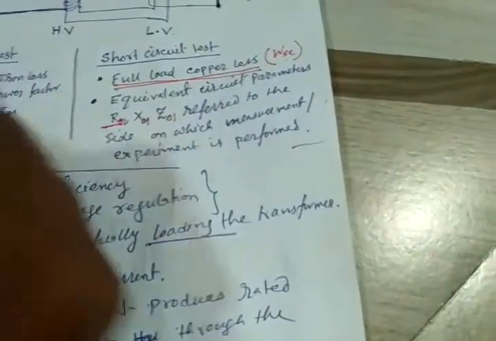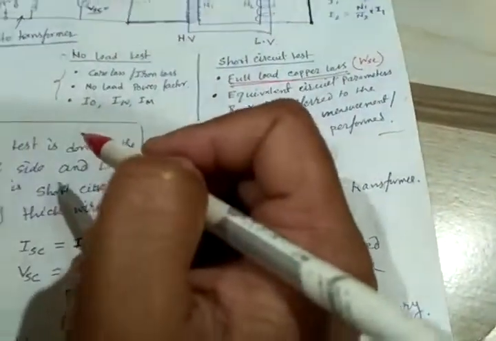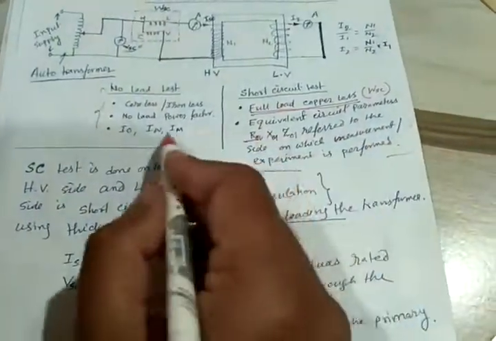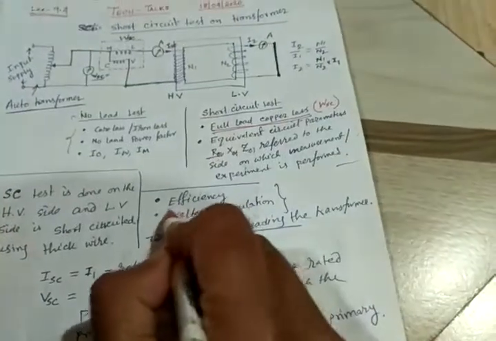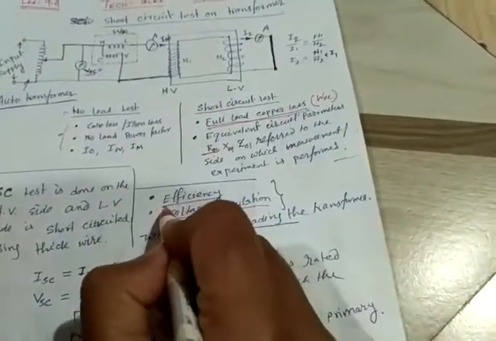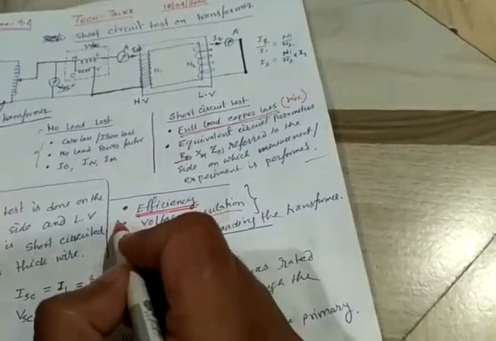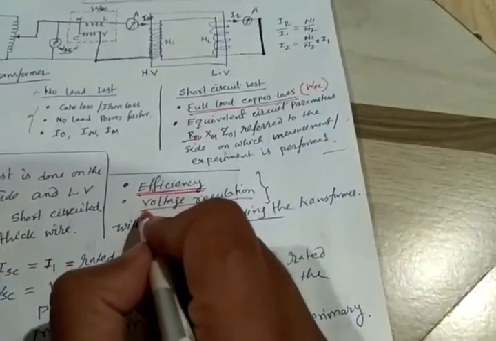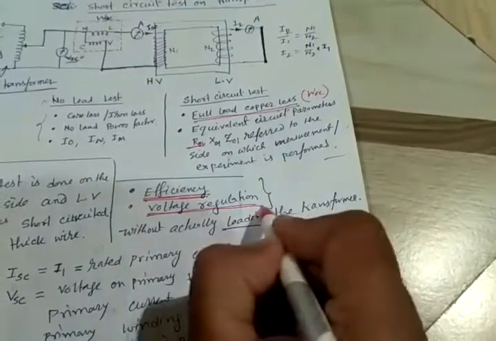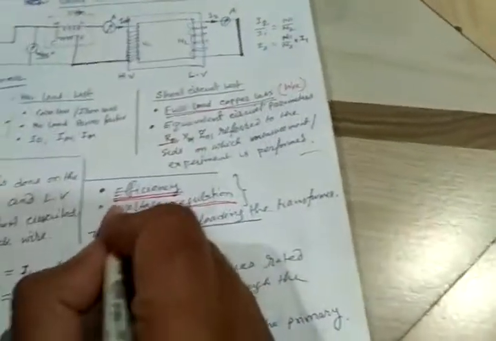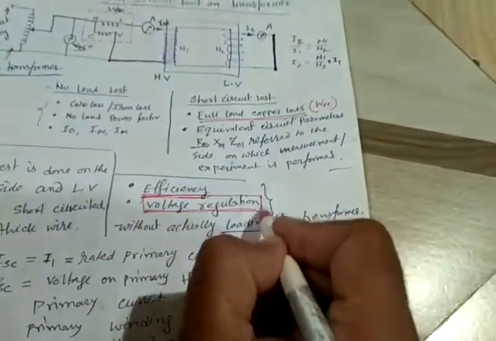And from the no load test, the other parameters. In the next video, we'll see how all these values can be used to calculate the voltage regulation. Efficiency we have already talked about in video lecture 6.2, and in another video we'll talk about voltage regulation, how from all these parameters we can find the voltage regulation of a transformer.